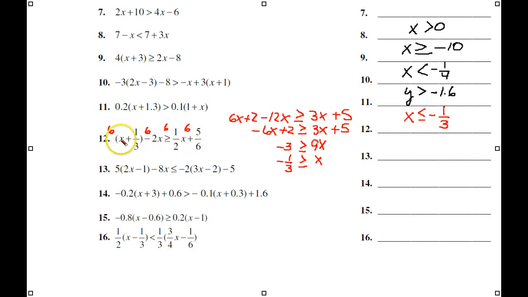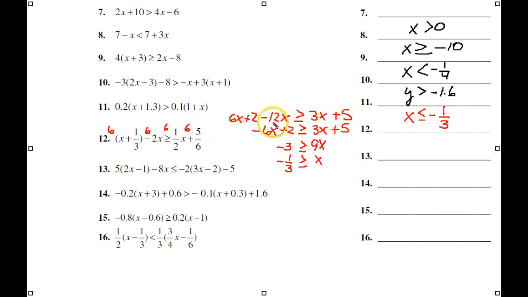So here 6 goes to x, nothing, so 6x. Now 3 goes into 6 twice, so I get a 2 there. Nothing to cancel out here, so I get a negative 12x. Now here 2 goes into 6 3 times, so that gives me a 3x. And then there the 6 cancels out and I end up with a 5.